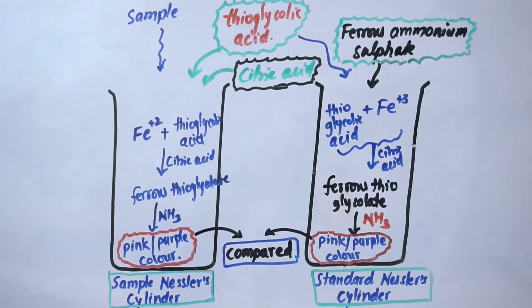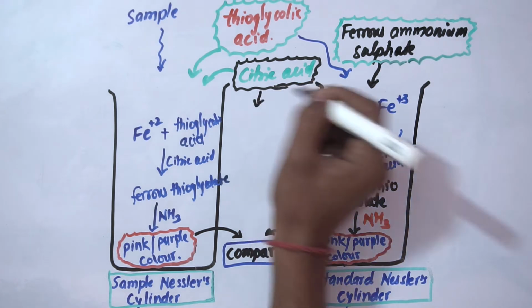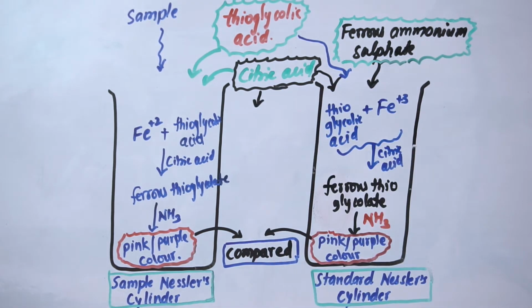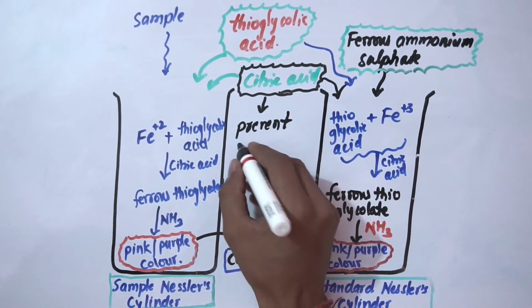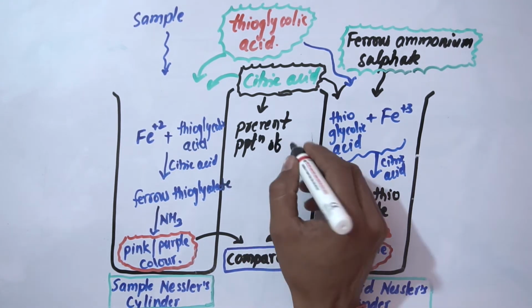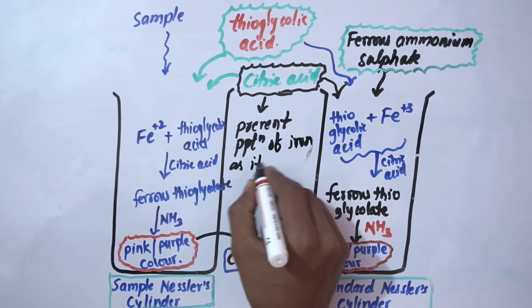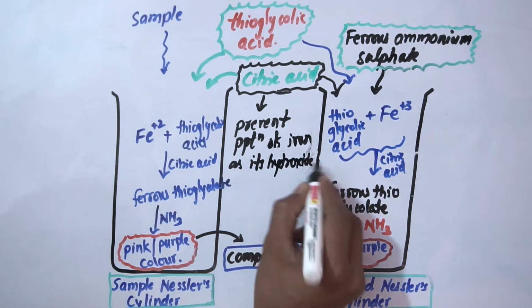Here ammonia is added to make the media alkaline, because this ferrous thioglycolate complex will show pink purple color in alkaline media and remain colorless in acidic or neutral media, which we are going to discuss later. Coming to the citric acid, it is used to prevent precipitation of iron as its hydroxide. So it will prevent precipitation of iron as its hydroxide when ammonia is added.